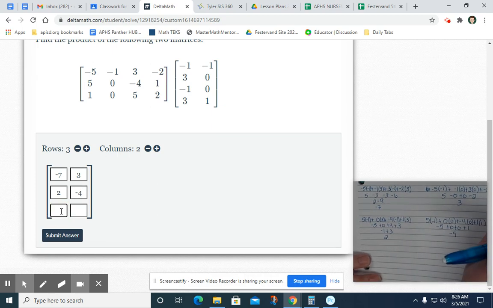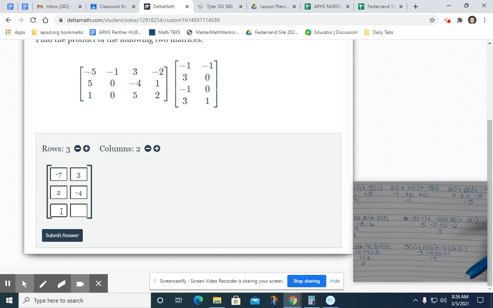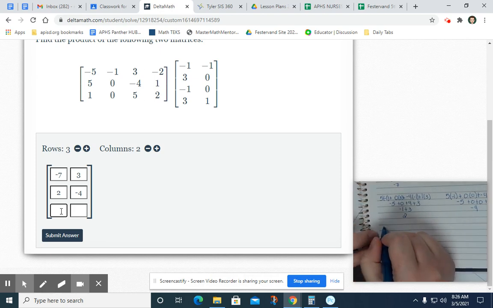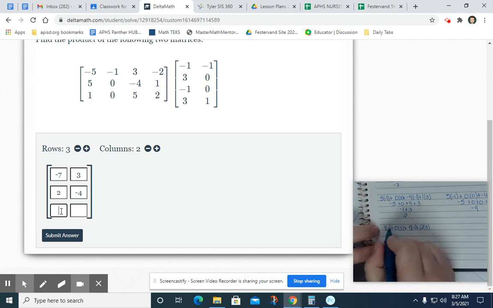This is element 3, 1. So I'm going to take row 3, column 1. Okay, well, row 3 is 1, 0, 5, 2. Column 1 is negative 1, 3, negative 1, 3. So I get negative 1 plus 0 minus 5 plus 6. It's negative 1 plus 1. So that's a 0.